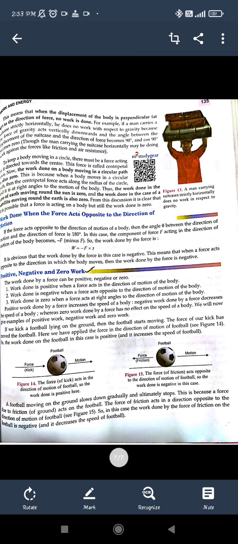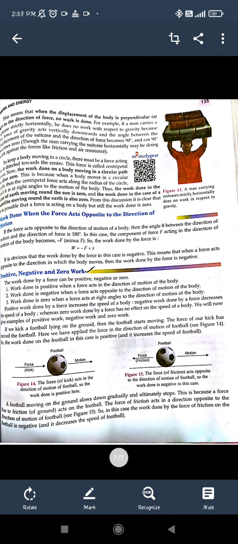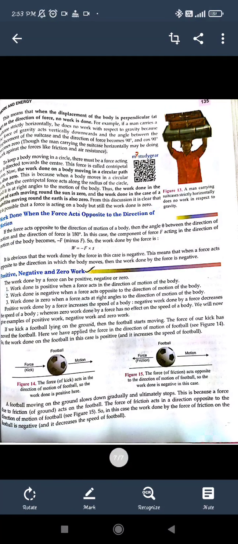Okay, so this is about the force acting opposite to the direction. We already said that whenever the force is at an angle of 180 degree, the work will be considered negative. So work is said to be negative if the value of theta is 180 degree. It is said to be positive if theta is 0 degree. It is zero if the angle is 90 degree. So if theta is 90, then the work done is said to be 0.